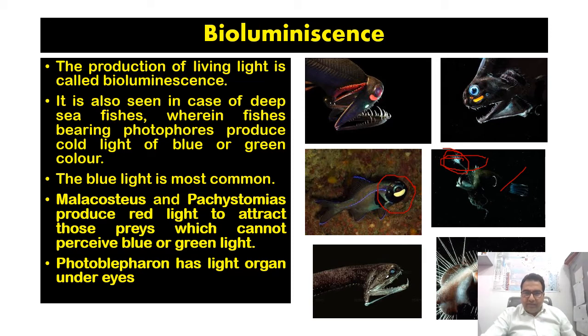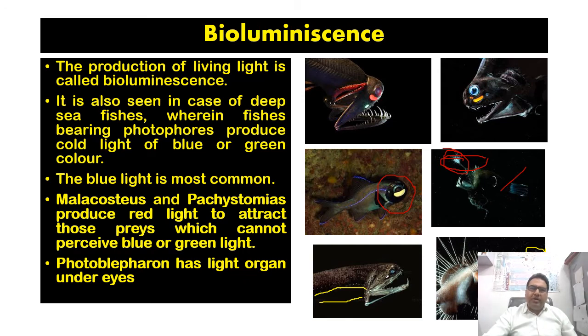We have Photostomias. It has 4 longitudinal rows of photophores. You are seeing here this is one row of photophores and the second row. So two longitudinal rows on this side, two on the next side. So it has 4 longitudinal rows of photophores. And in the case of anglerfish and Linophryne, the light organ is located at the lure. So this is the lure which is emitting the light.